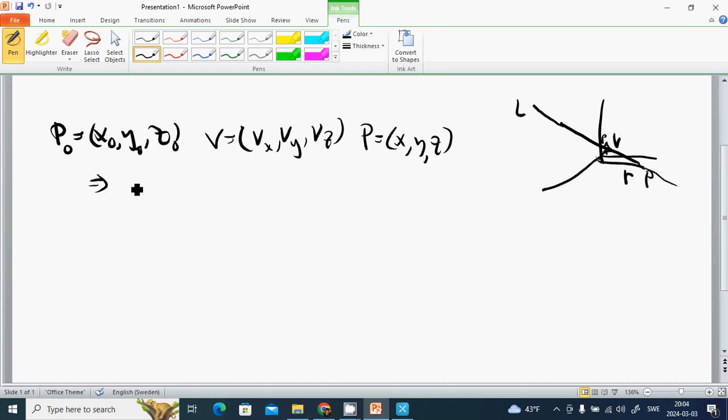then we have P0P equals TV, which equals R minus R0. Then R equals R0 plus TV. It's a line: vector R equals vector R0 plus T multiplied by vector V.